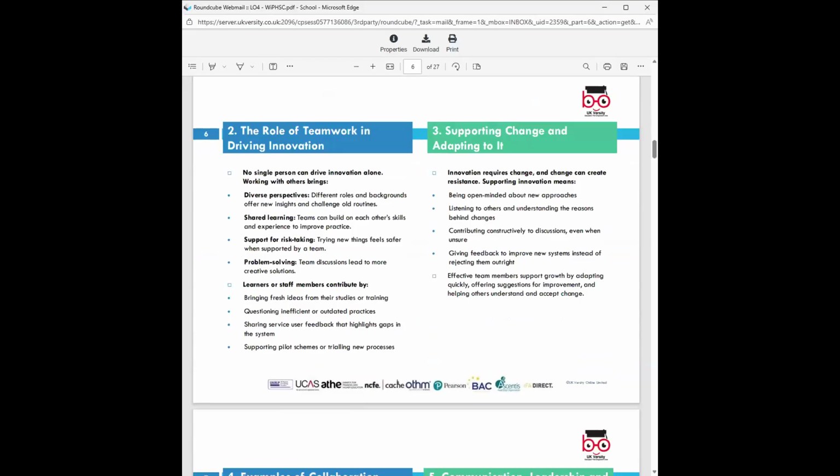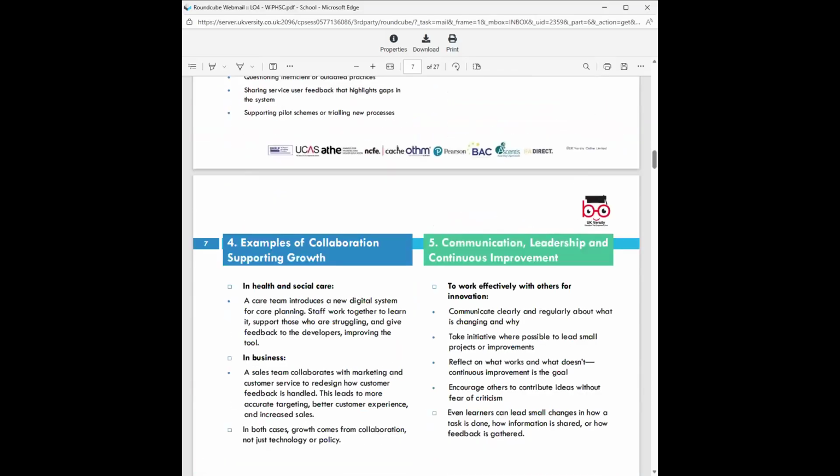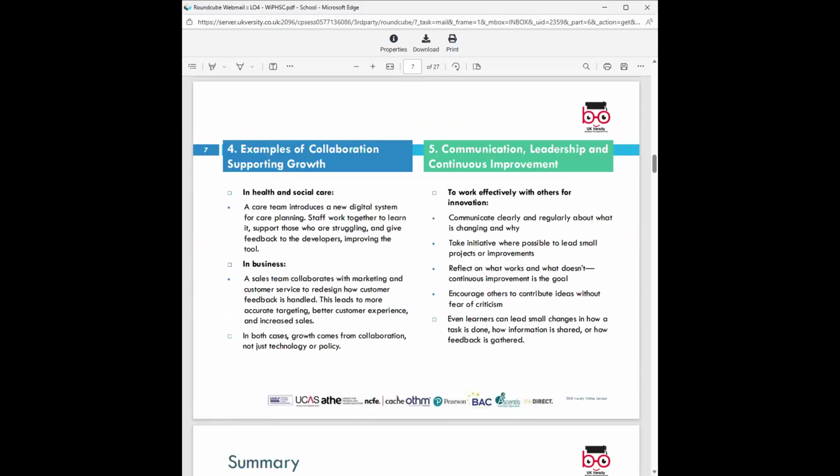So we have diverse perspectives, making sure we have shared ideas, supporting risk taking, problem solving, supporting change and adapting to it. Innovation requires change and we can create resistance, so being open-minded, contributing in discussions, giving feedback, supporting other team members. Examples of collaboration supporting growth.